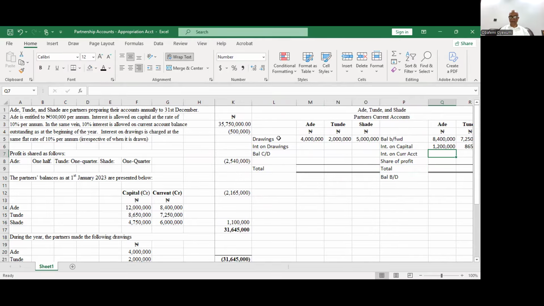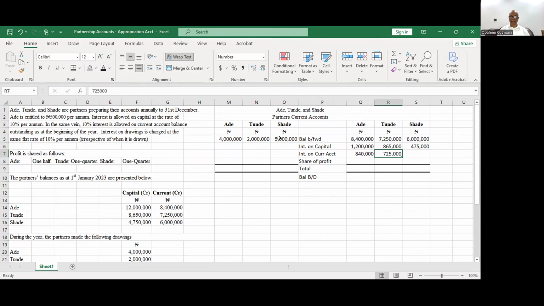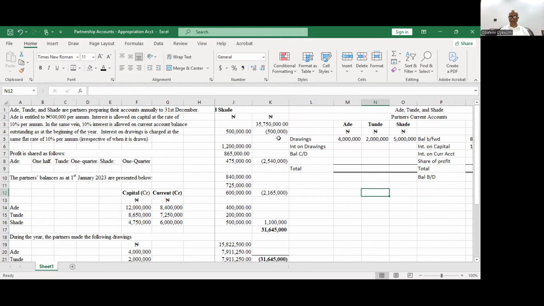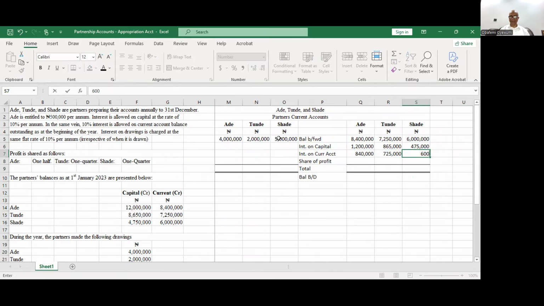So let's go for Ade, 840,000, 10%. Remember, and then 725,000 for Tunde. Okay, 725,000 for Tunde. That's it, and then 600,000 for Shade, 600,000. So that's what we have. And then share of profit.